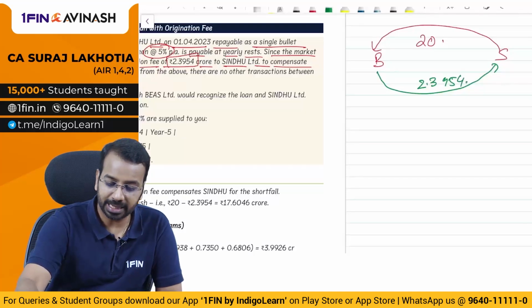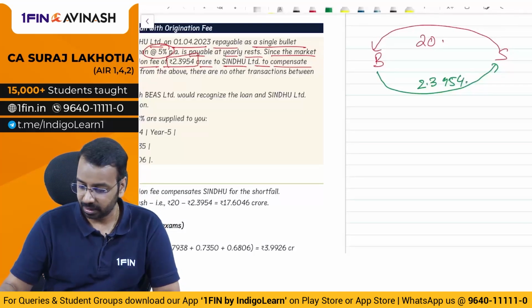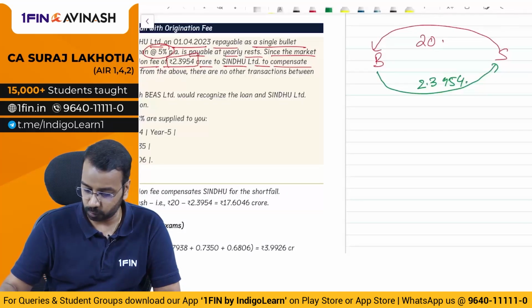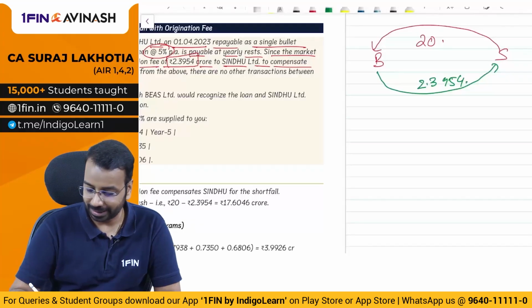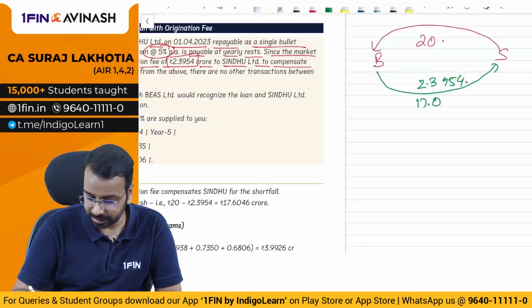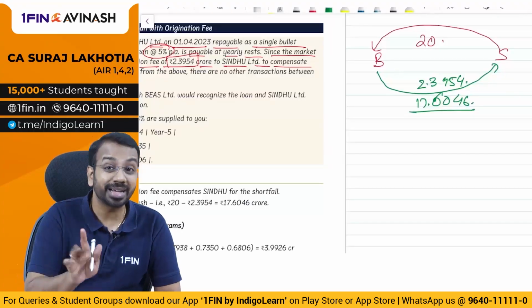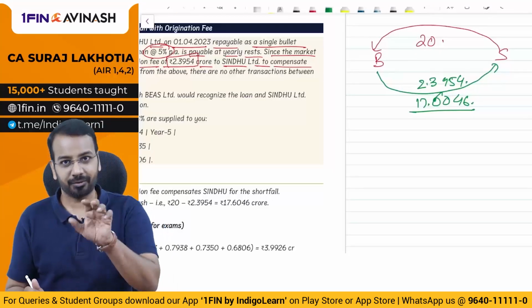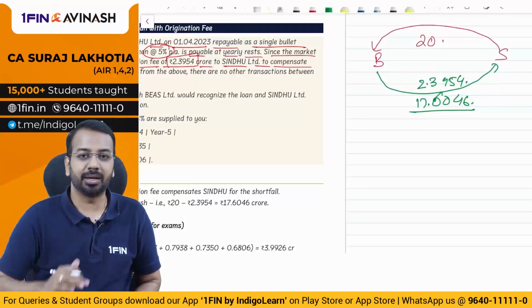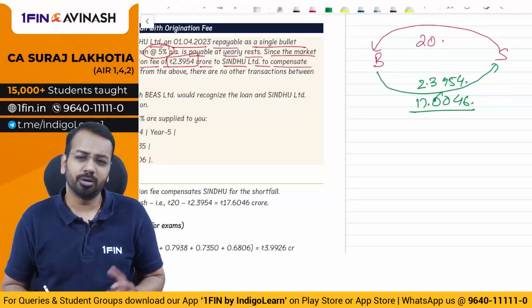2.3954 crores. So can I say the loan amount is 20 minus 2.3954? That is 17.6046. Can I say this is the net transaction price? See, if I take 100 from you and if I give you back 10 immediately, what is the net amount of cash flow? Only 90.